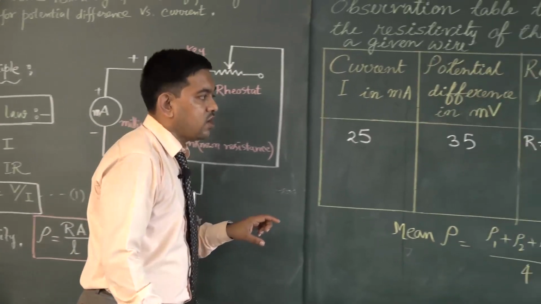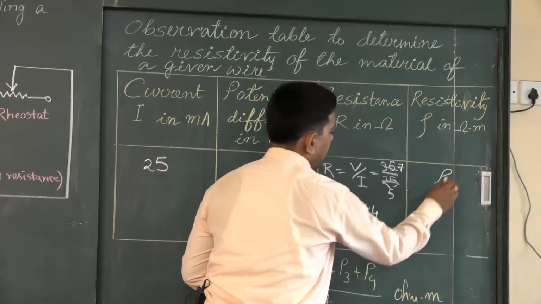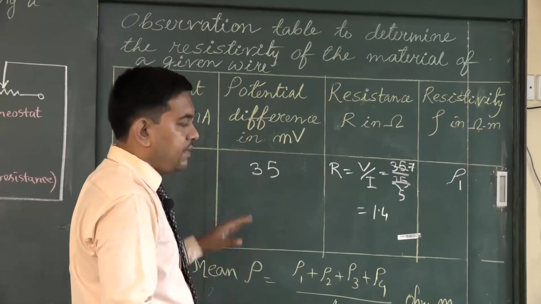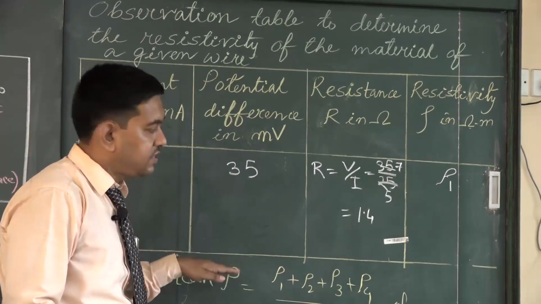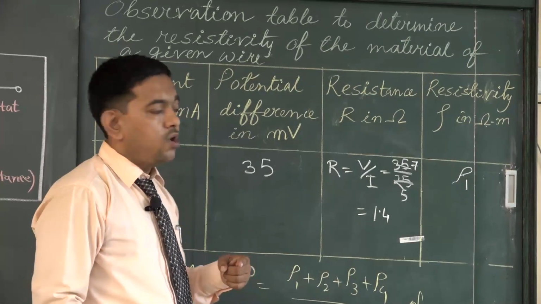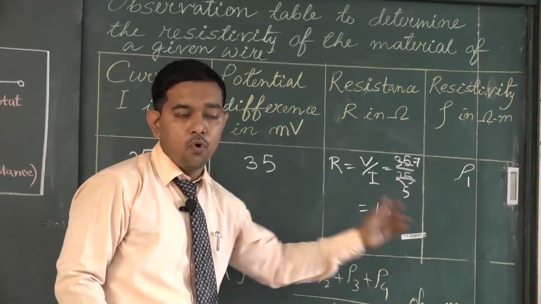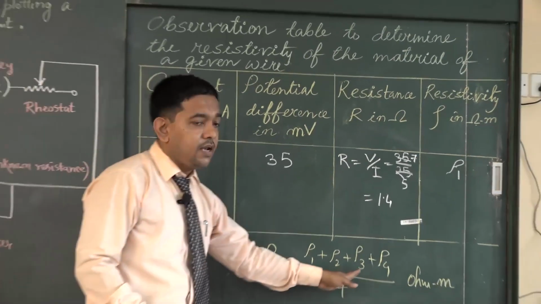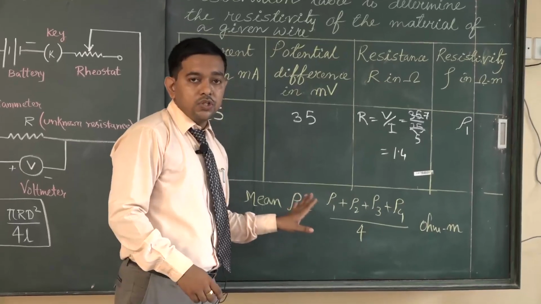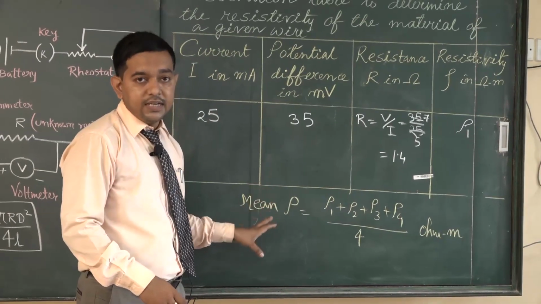So from the first observation, we get the first value of rho, that is rho 1, from this calculation. Similarly, if we carry out other observations in the same manner by varying the resistance in the rheostat, we can have different values of R and correspondingly different values of rho, and finally we can have a mean rho by this particular formula. So this is all about the value of resistivity using a tabular presentation.